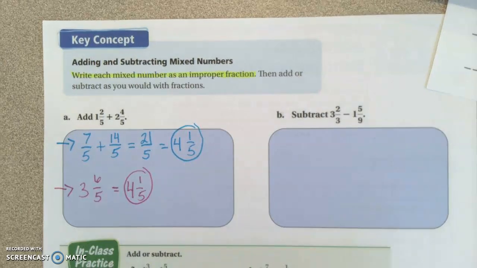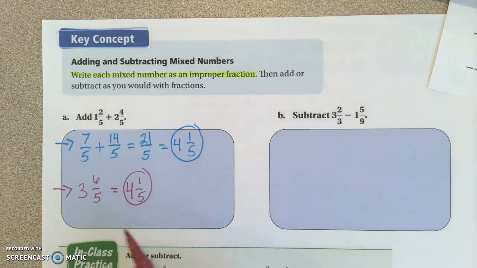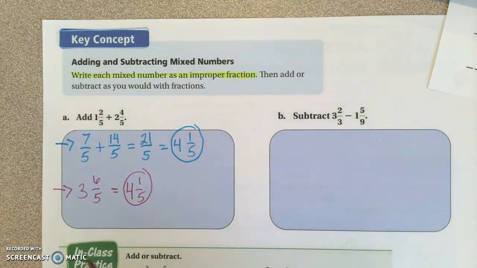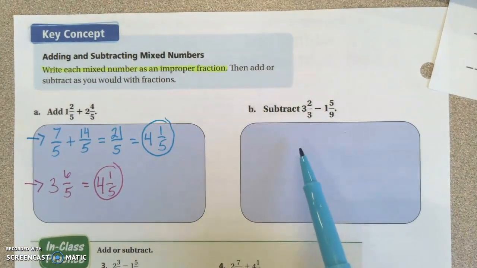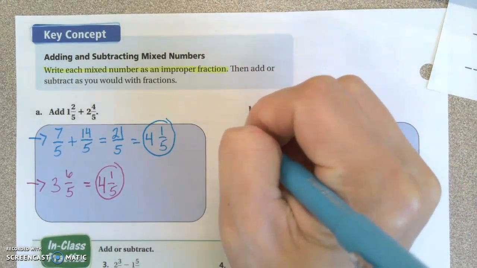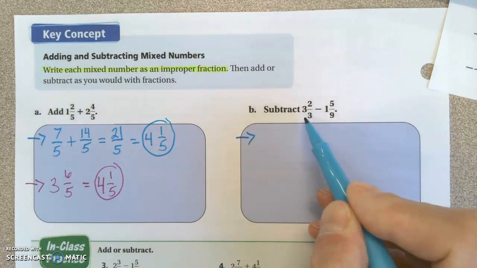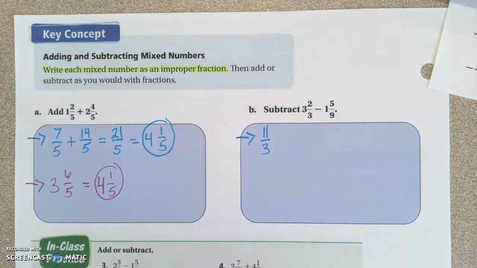Either method works as long as you show me your steps. So if you're struggling with the regrouping, you can always revert to writing them as improper fractions and adding that way. Okay, let's try the next one. Letter B, this one is subtraction. So let's change these to improper fractions. 3 times 3, there's 9, add the 2. We get 11/3.